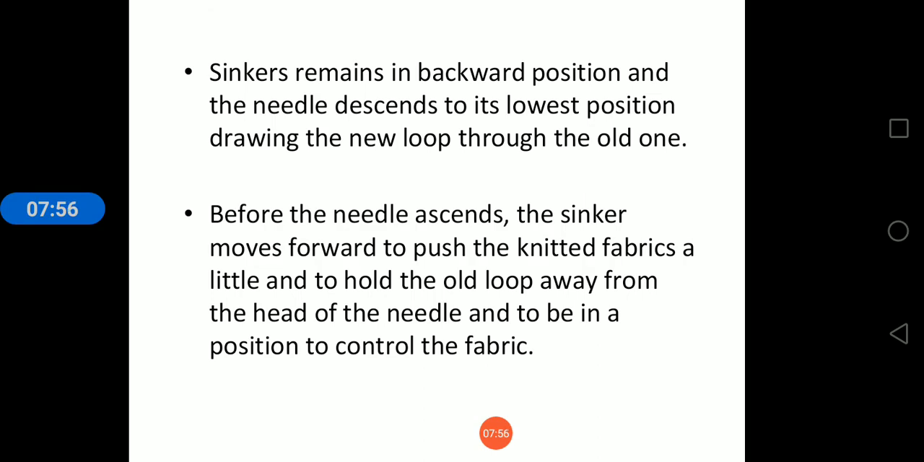So these are the loop formations of the latch needles, compound needles and spring beard needles.